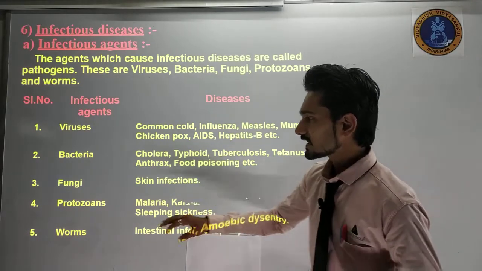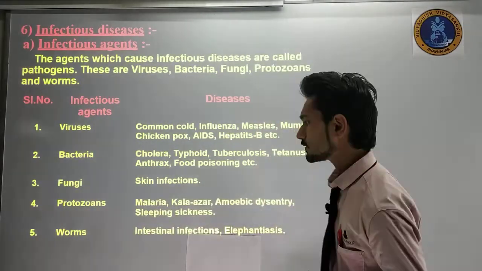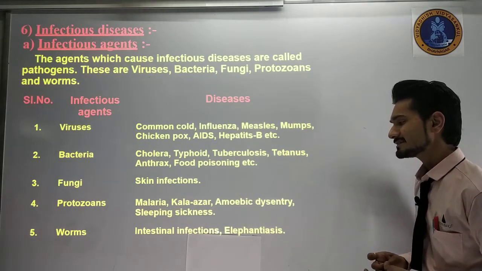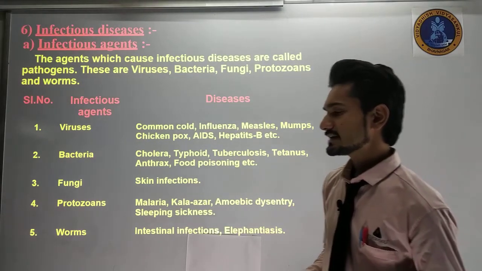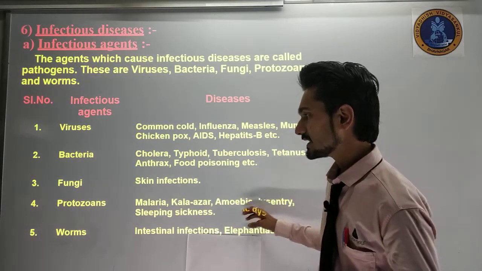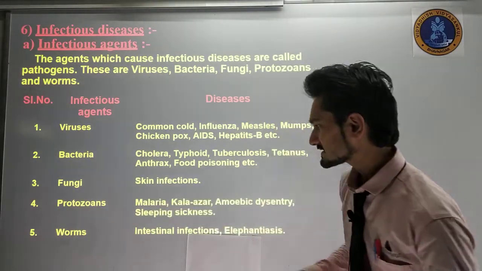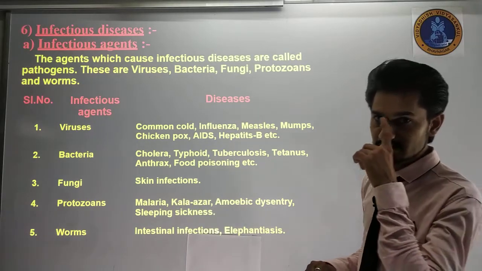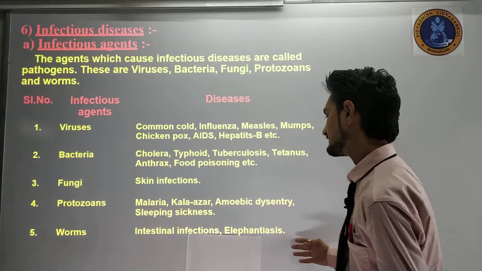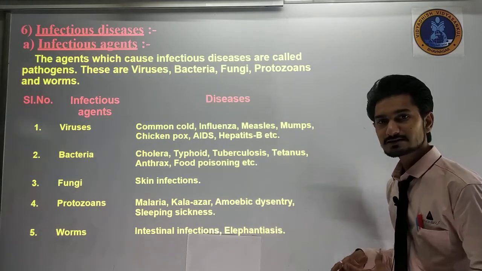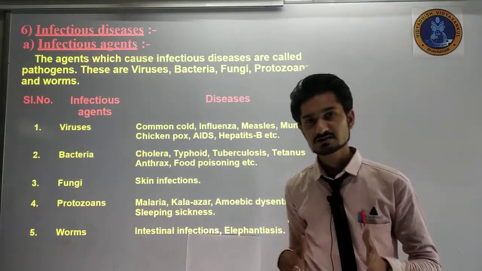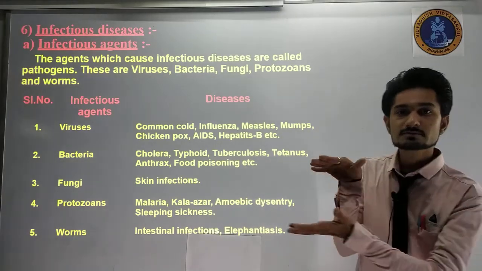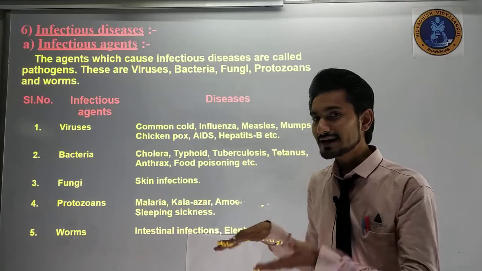Next, protozoa. Protozoa cause us malaria, cholera, amoebic dysentery and sleeping sickness. These are the things caused by protozoa. And last, worms. Worms give us intestinal infections. In our digestive system we have two kinds of intestine present in our body: the small intestine, and the large intestine.